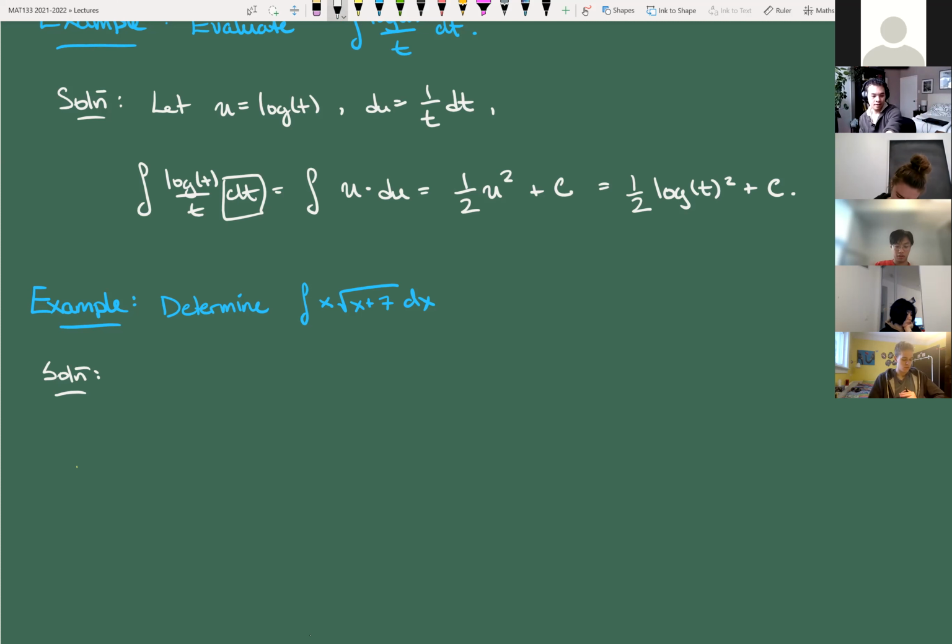Okay, so here, let's do this problem. What's the substitution? Actually, first of all, can any of you do this? I think if you look at this problem, it's probably not obvious what an antiderivative is, right? So what's the substitution? Does anyone know?